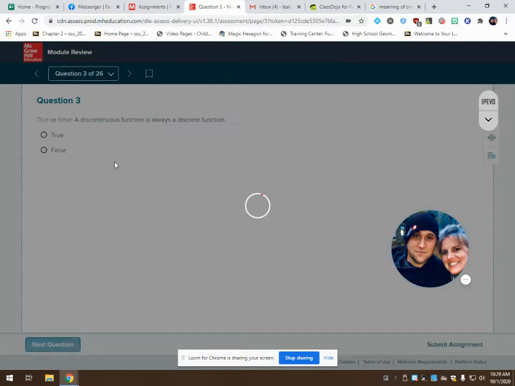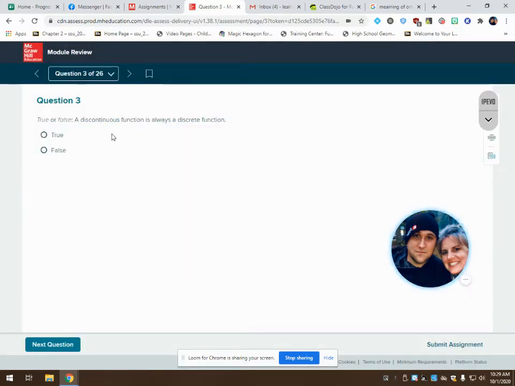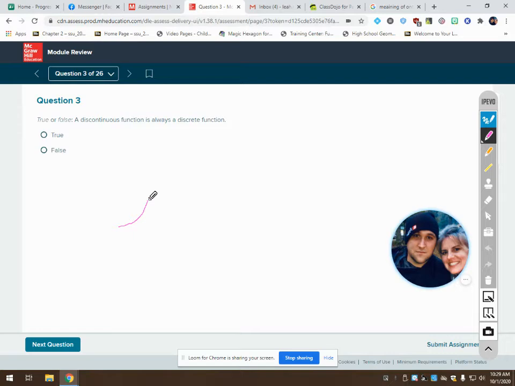Next question. True or false? A discontinuous function is always discrete. And I know that this is false, because think about a function that looks something like this. Trying to make a dot here. And then looks like this. This is discontinuous, right? There's a break in the graph.